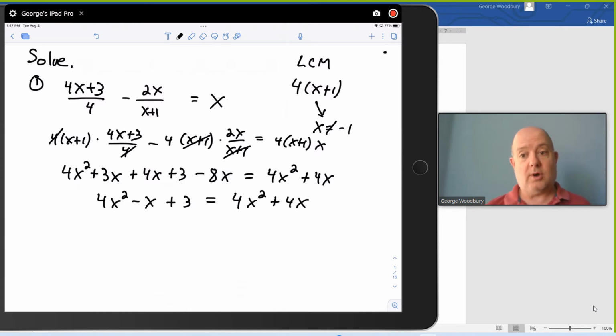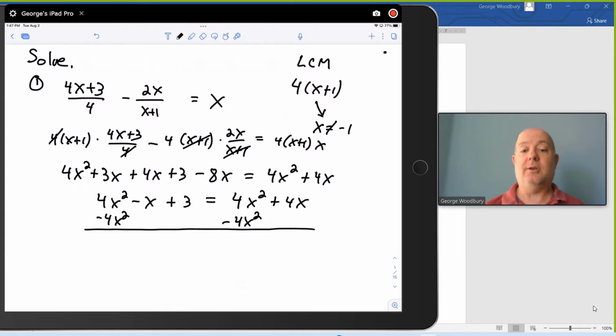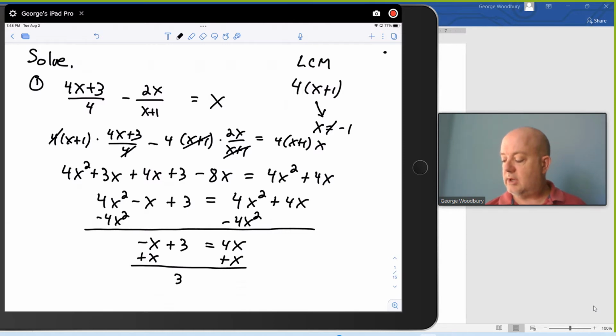Now, with a quadratic equation like this appears to be, we want to try to collect all the variable terms on one side, so I can subtract 4x squared from both sides, but at that point, again, those are going to be gone. I'm left with negative x plus 3 equals 4x. I can solve this by collecting all the variable terms on the right, add x to both sides. That gets me to 3 = 5x, which I can then solve by dividing both sides of the equation by 5. And I'm left with x = 3/5.